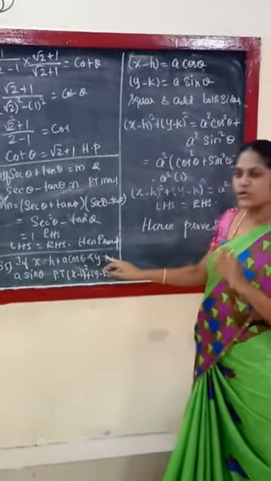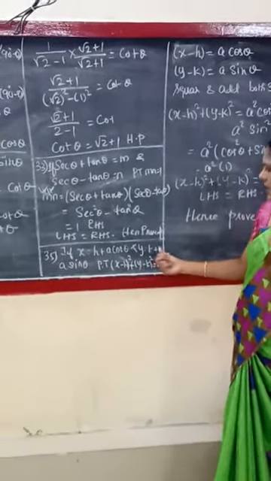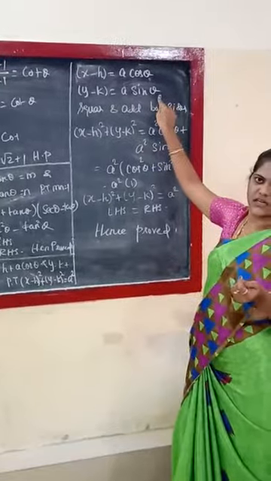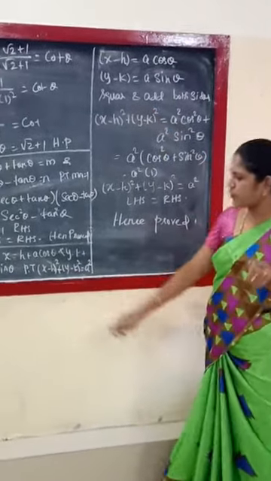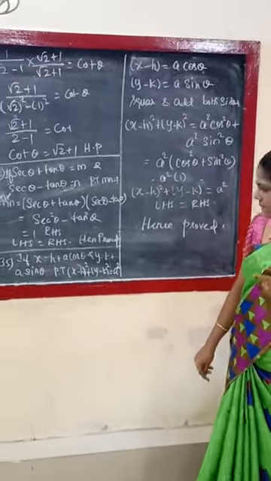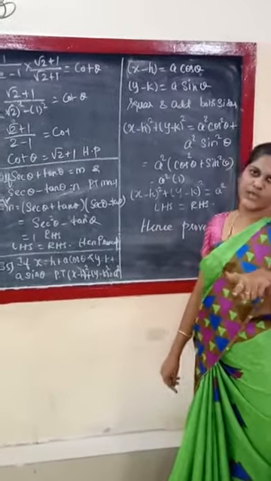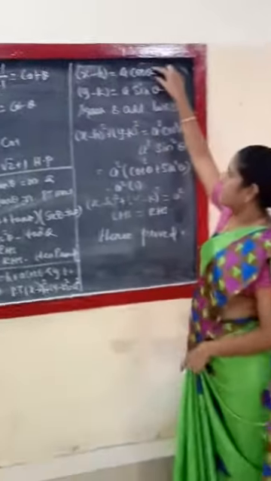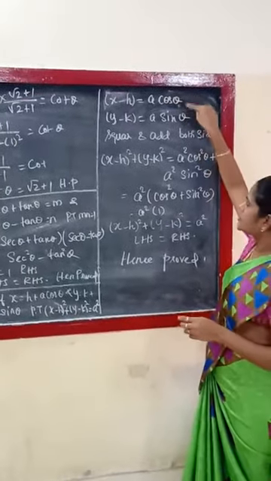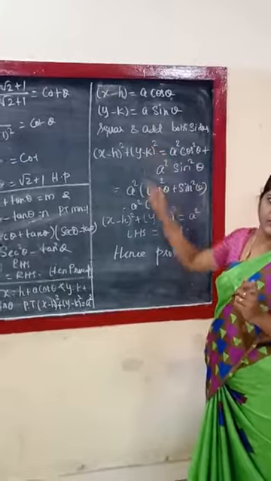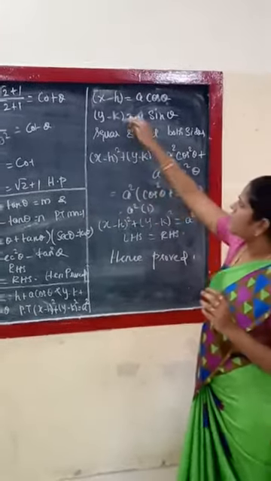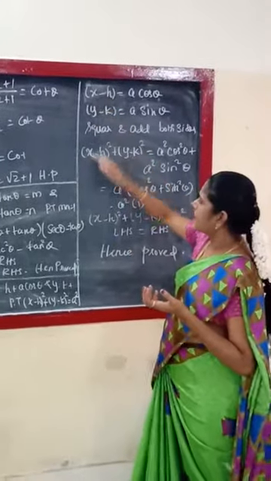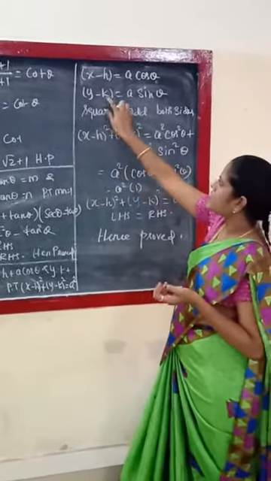Next, y equals k plus a sin theta. I take that k to the left hand side. So y minus k equals a into sin theta. Now listen, we need to prove (x minus h) whole square plus (y minus k) whole square is equal to a square. So we need an a square term in terms of addition. So I will square both the two equations and add. I am going to square and add. First the left hand side, the same for the right hand side also. So (x minus h) whole square plus (y minus k) whole square.